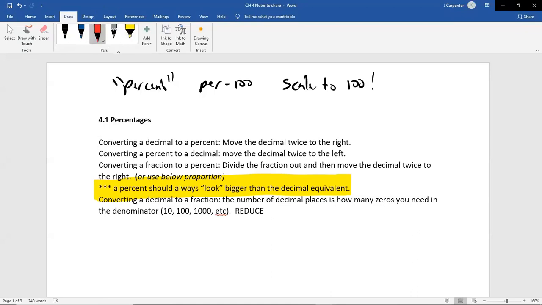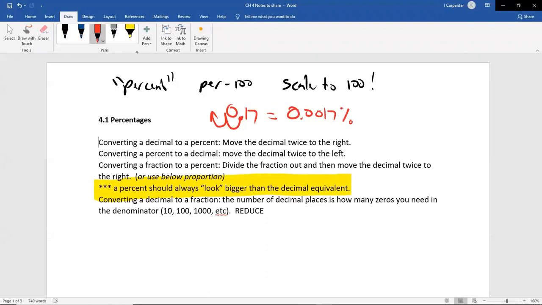So what I'm saying is, let's say you had an example and you were supposed to convert 0.17 to a percent. Let's say you did this. You took its decimal and you said, I'm going to move it twice to the left. And then you got 0.0017, and then you tossed your percent symbol in there.